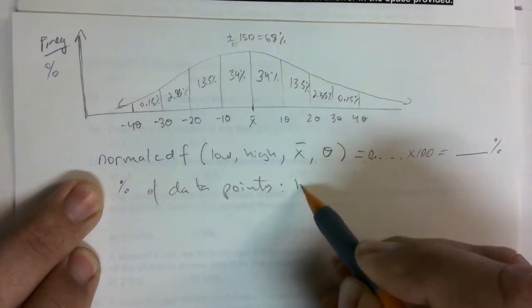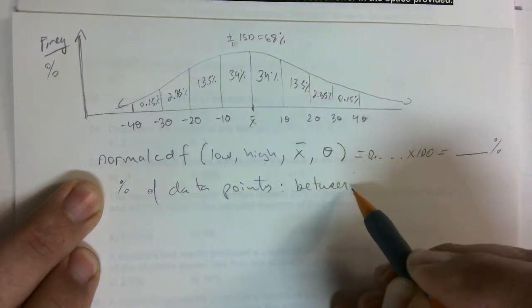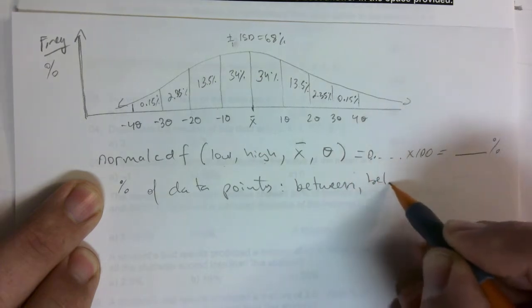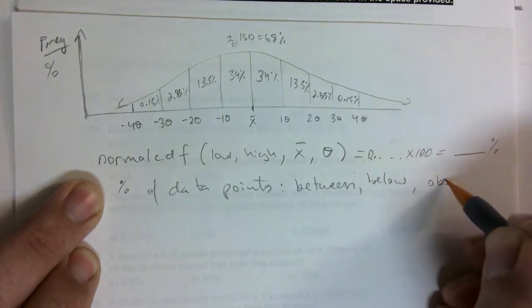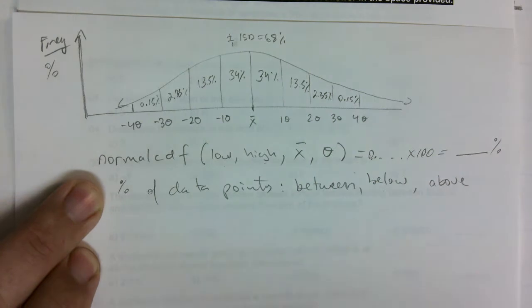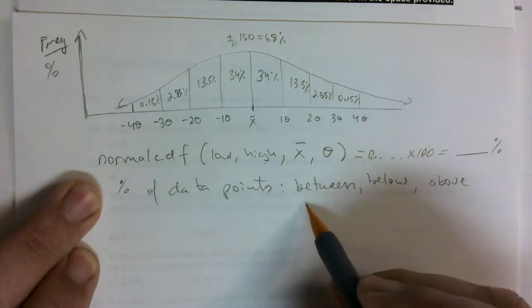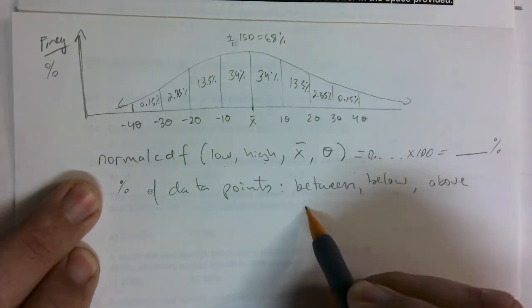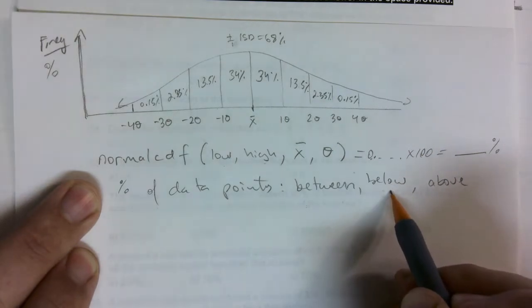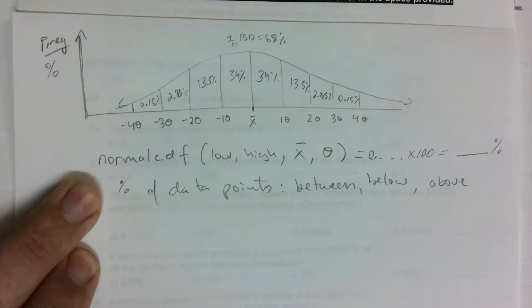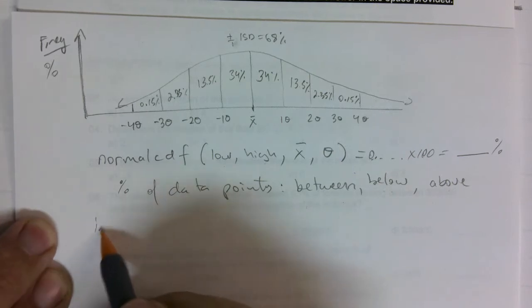I should say between, below, or above. So it can find between, and then you would have a low and a high. If it's below, then you would have no low, really. You just have to come up with a small number. If it's above, then you have to come up with a really big number for your upper. Okay, inverse norm.